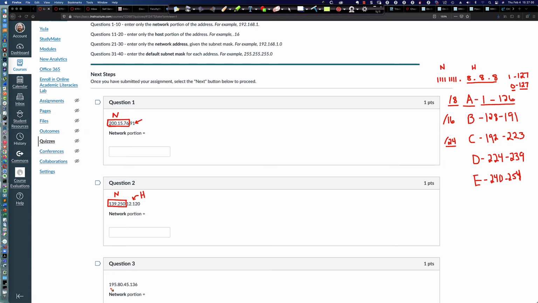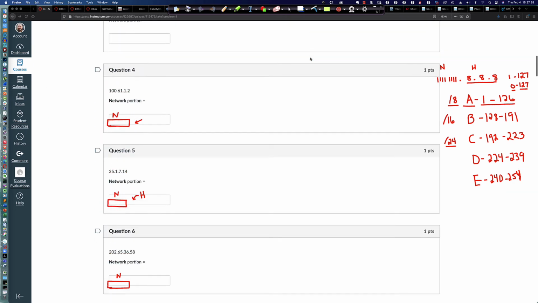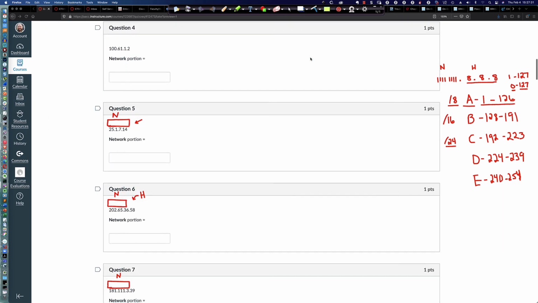We take a look at 195, and this is pretty easy because we know it's right after 192. And so that's a Class C, meaning the first 24 bits, the first 3 octets of the address represent the network portion. And so our correct answer here is 195.80.45. So now let's go ahead and scroll down a bit here, and we'll pull up questions 4 through.